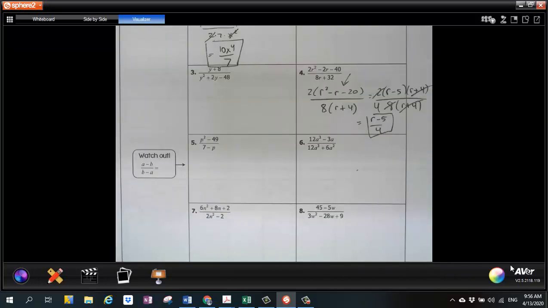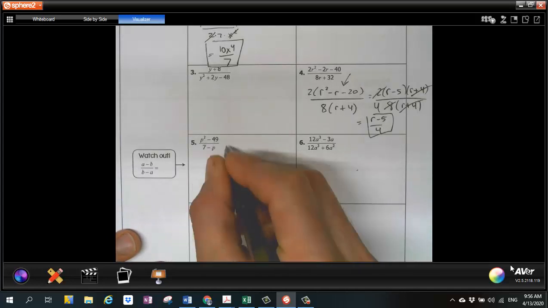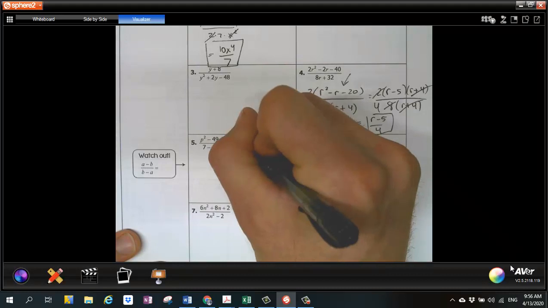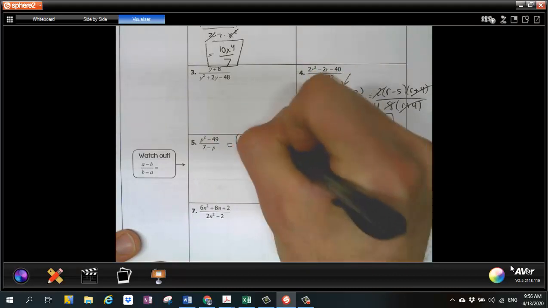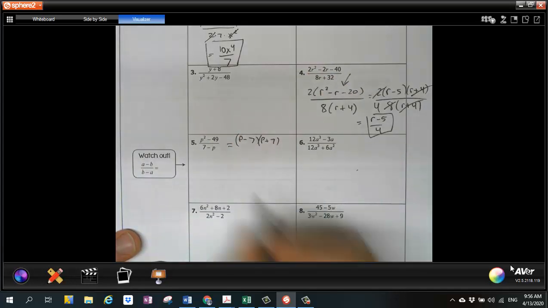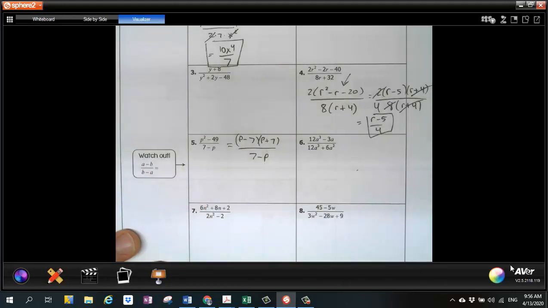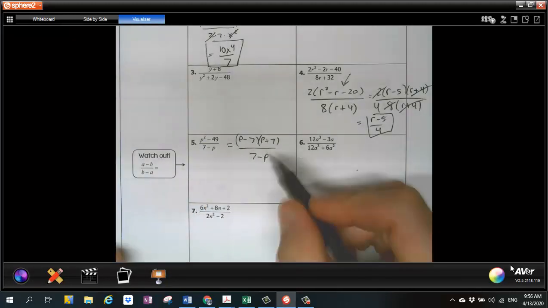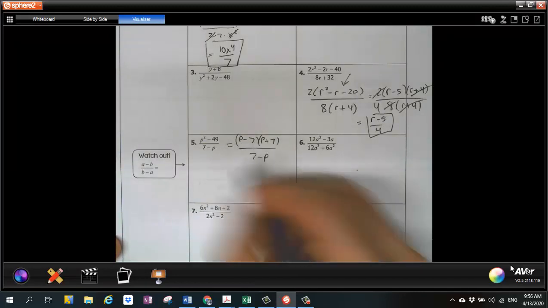Okay, the next one is number 5. All right, so we want to factor. This is a difference of 2 squares, if you remember, in the numerator. So that factors into p minus 7 times p plus 7. That was our difference of 2 squares pattern, if you recall. And then that's going to be over 7 minus p. All right, so this is the tricky part. You can't just cancel the p minus 7 and the 7 minus p. They're actually different. All right, now how are they different?